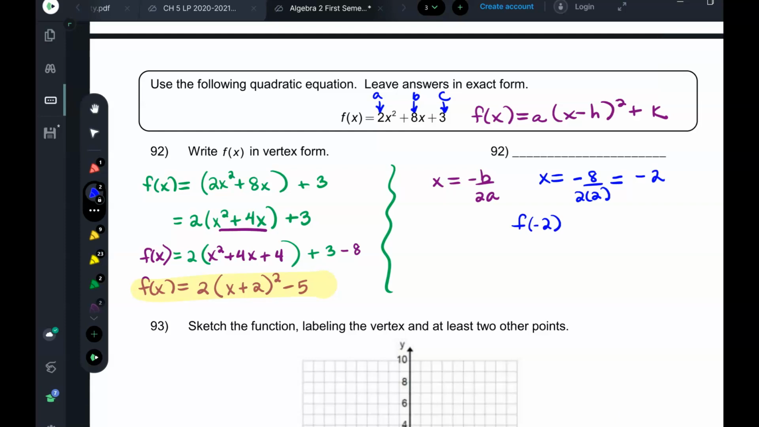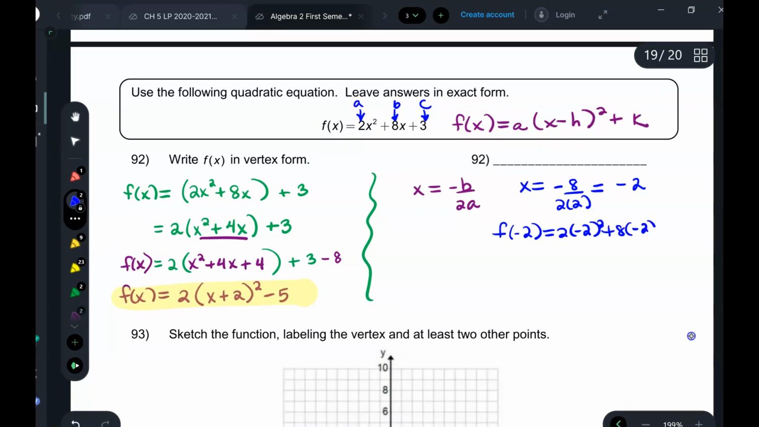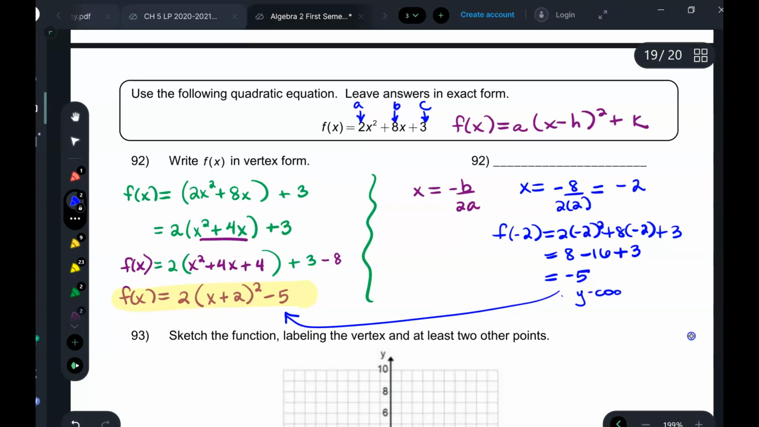To find the value of y, if I plug in negative 2, this will be 2 times negative 2 squared plus 8 times negative 2 plus 3. So I'm just plugging back into the original. So this will be 2 times 4, so that'll be 8 minus 16 plus 3. This will be negative 8 plus 3. I get negative 5. Look at that, no big surprise. This is the y coordinate of my vertex.